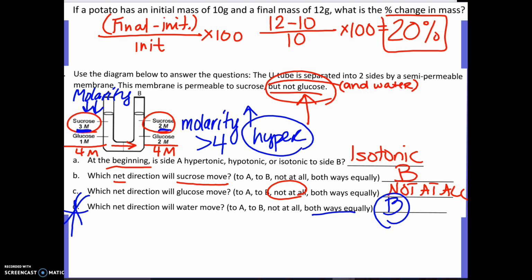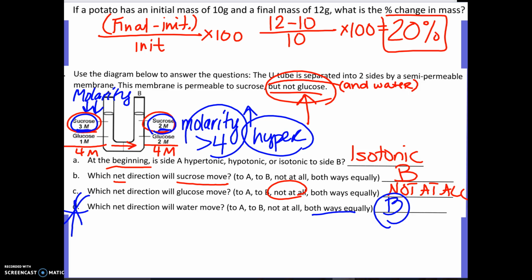So anything that can pass will go from high to low. So sucrose, we said, is going to go from where there's more to where there's less. So that's going to be to the right. They said glucose can't pass, so you leave that where it is. Okay, water's going to go from where there's more water to where there's less water. So the more concentrated this side gets, the less water there is.